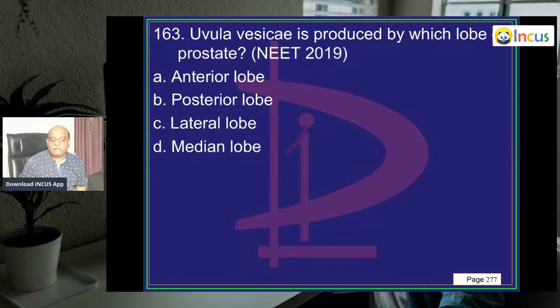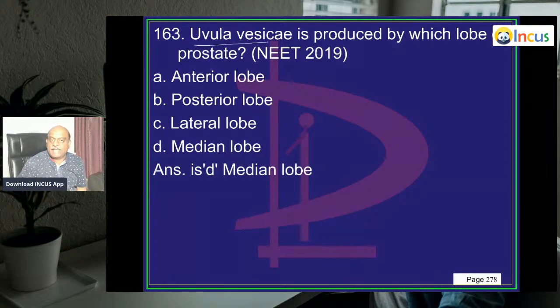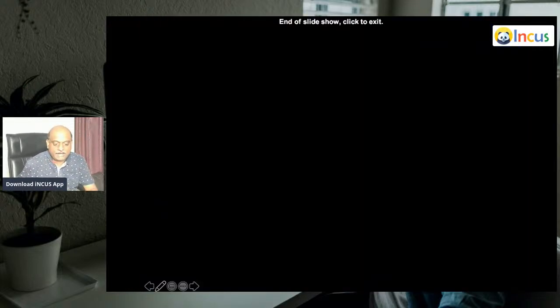Which lobe of the prostate makes the uvula visible, where the bladder impression will be created? It is the median lobe, is what you should understand.